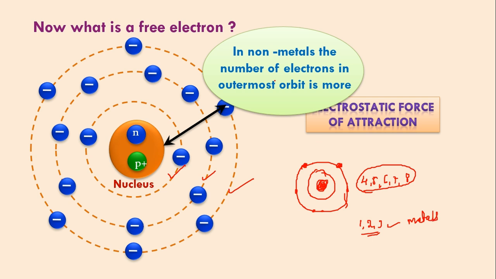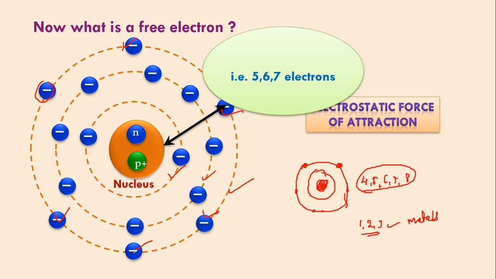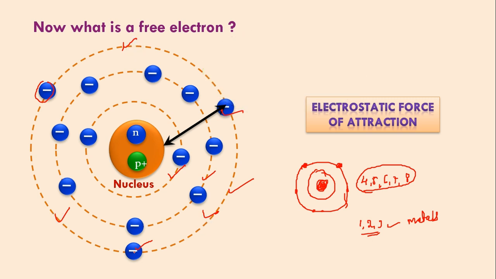In non-metals, the number of electrons in the outermost orbit is more. Here you can count 1, 2, 3, 4, 5, 6. Is it right? So 6 electrons are there. Here no free electrons, you can see it is completely filled, almost only 2 electrons are balanced. So this comes under non-metal only. The free electrons are very few in non-metals. Hence, electrons are strongly bounded. Is it right? Electrons are strongly bounded.